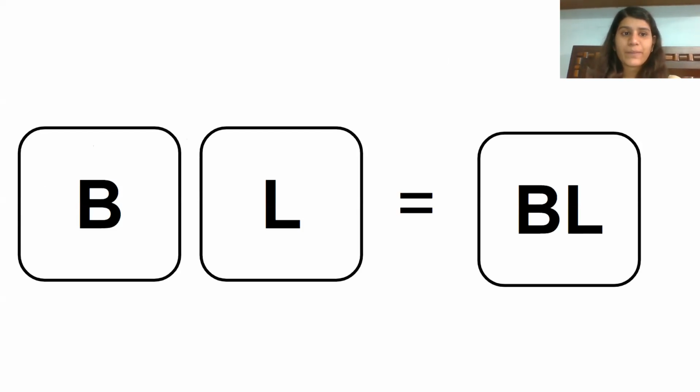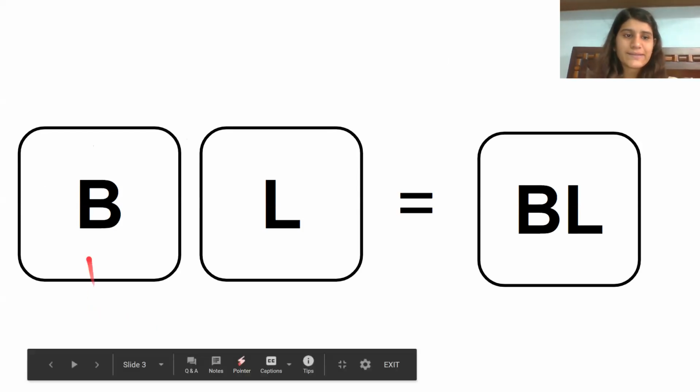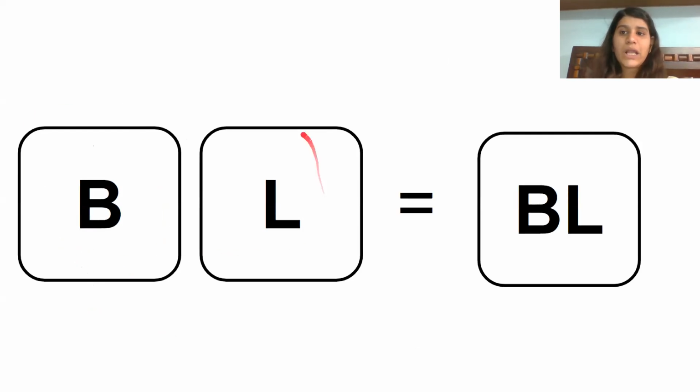We are going to blend the sound B with L. You know this letter? This letter has the sound B and this letter has the sound L. Whenever I'm saying, I want you to see the way I'm speaking, listen, and then repeat. जब भी मैं बोलूं, आप देखेंगे मैं कैसे बोल रही हूँ, सुनेंगे और फिर repeat करेंगे.